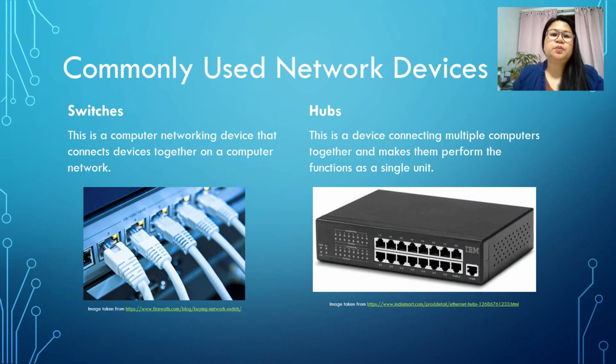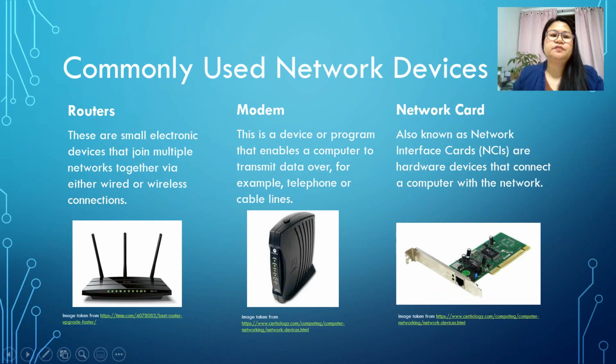Let's discuss the commonly used network devices. First, we have the switches. This is a computer networking device that connects devices together on a computer network. We also have the hubs. This is a device connecting multiple computers together and makes them perform the functions as a single unit. We also have the routers. These are small electronic devices that join multiple networks together via either wired or wireless connections.